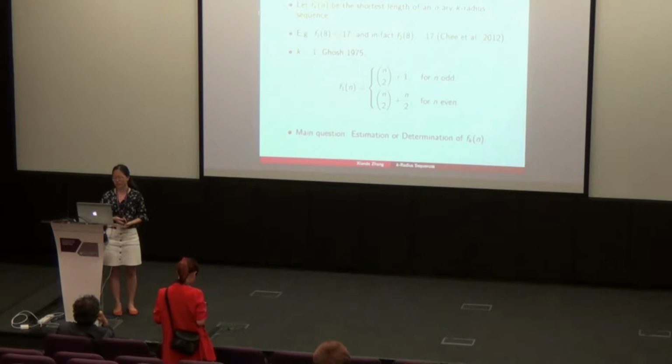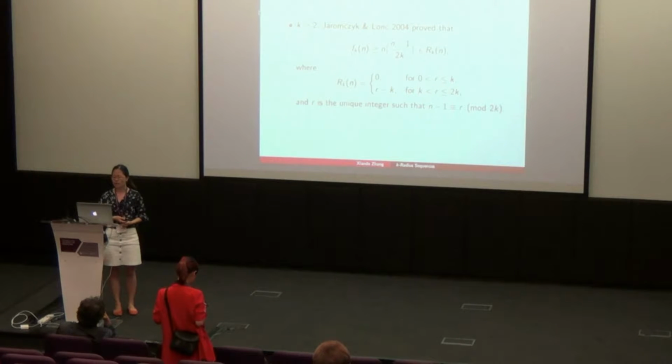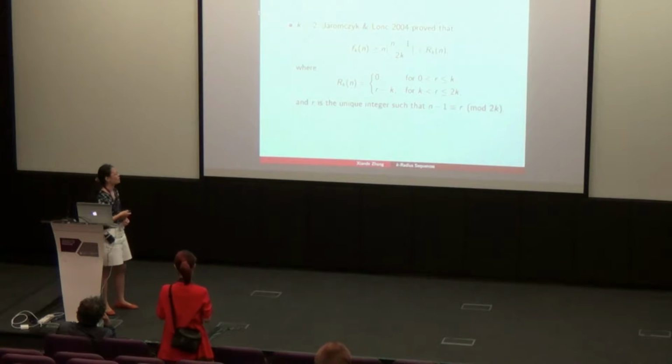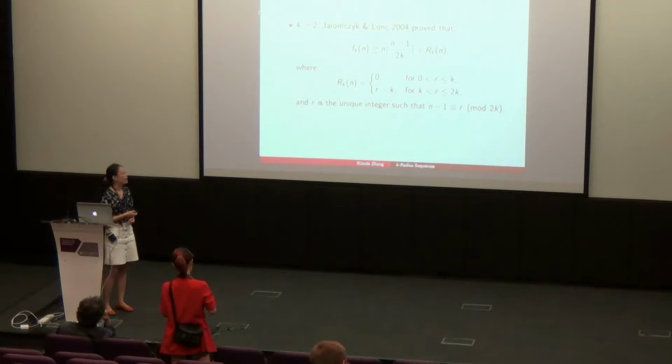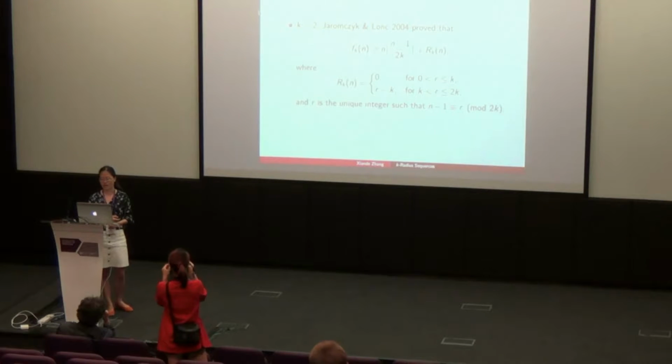The main question here is just to estimate f_k(n) or determine it. We don't have many exact values of f_k(n), as we will see later. The lower bound is given by these two guys. Looking at this lower bound, there are two terms here. The major term is about n squared over 2k. And here is the minor term, which depends on n but is upper-bounded by k. So if k is a constant, this minor term is bounded by a constant.